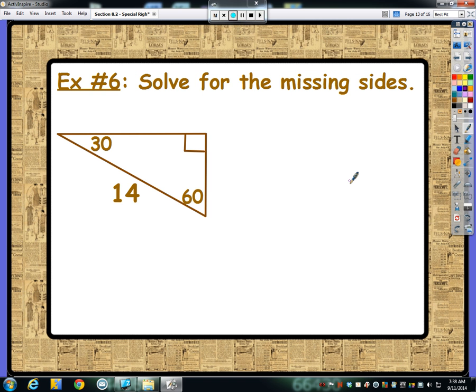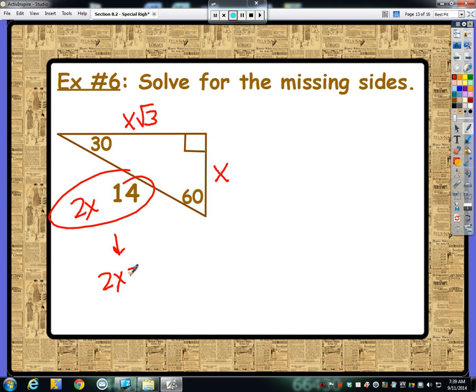All right, now what if I gave you the hypotenuse to start out with? This is going to be a relatively easy one again. Let's apply the pattern. Opposite the 30 is x, opposite the 60 is x root 3, hypotenuse 2x. I gave you the 2x side, so you know that 2x is equal to 14. So we divide the 2 over, and x is 7.